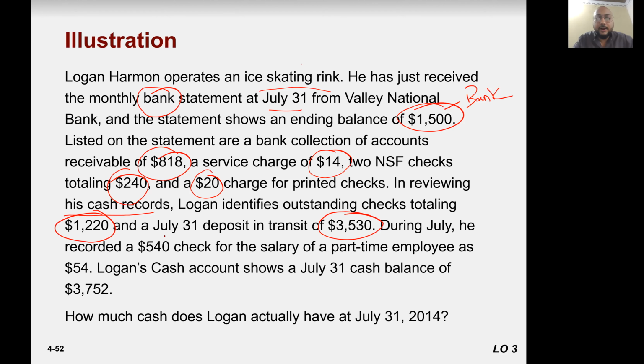During July, he recorded a 540 check for the salary of a part-time employee as 54. So he forgot to write down 540 and wrote only 54. Yes, he should record 540, but he recorded only 54. So that is the balance we need to adjust. The cash account shows a balance of 3750. So clearly this balance and the bank balance don't match, so we need a bank reconciliation.